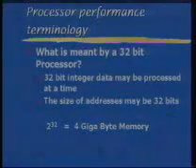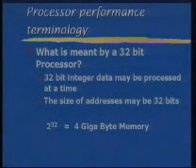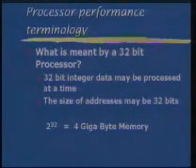And what is that? The basic 32-bit processor terminology is associated with two basic facts. The first one is that it contains 32-bit integer data which may be processed at one time. Once again, 32-bit integer data which may be processed by the processor at a time. It is a very good systemic measure of processor performance. The second one is that the size of address may be 32 bits.